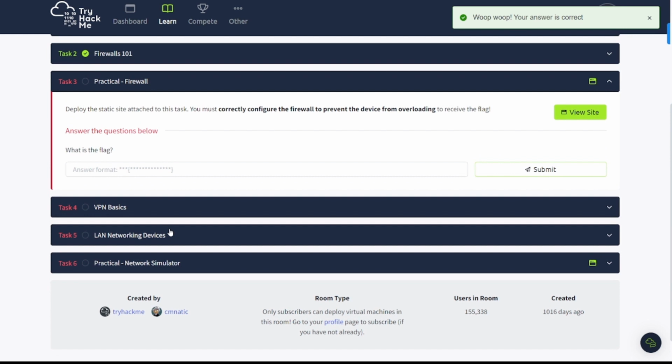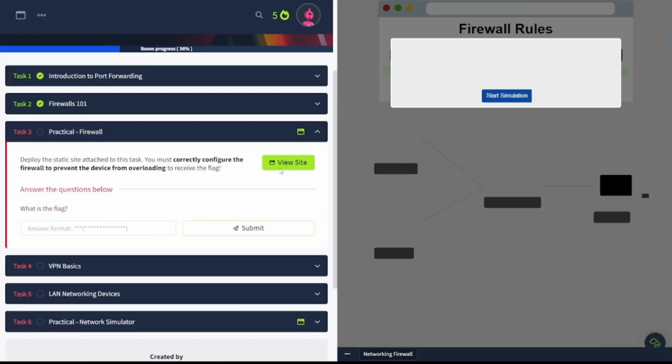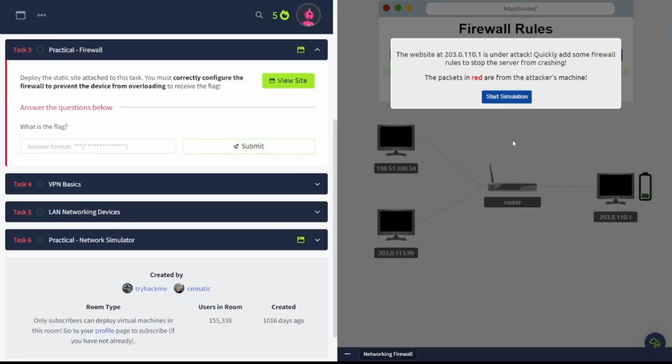Now let's take a look at task number 3 here. Deploy the static site attached to this task. You must correctly configure the firewall to prevent the device from overloading to receive the flag. So let's go ahead and try this out here. See what we can do. And it says the website at 203.0.110.1 is under attack. Quickly add some firewall rules to stop the server from crashing. The packets in red are sent from the attacker machine.